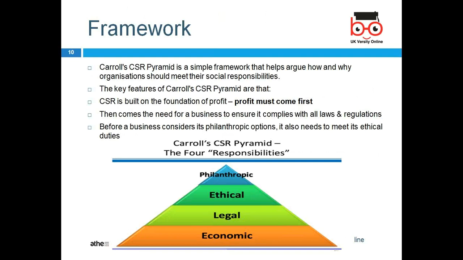So first is all about the framework. One of the authors is called Carroll. He gave us the CSR model. CSR is corporate social responsibility. This is the pyramid. It's a simple framework that helps argue how and why organizations should meet their social responsibilities. So profit must come first. Next comes the need of the business to ensure compliance with the law and regulation. Before the business considers any other issues, it needs to meet its ethical duties. So what is it? Economic, legal, ethical.